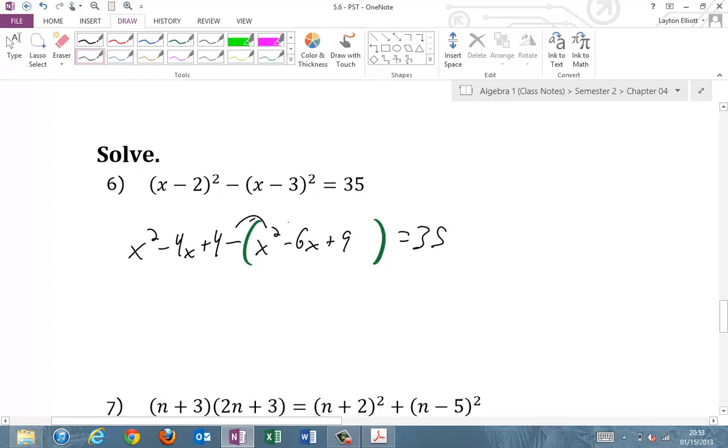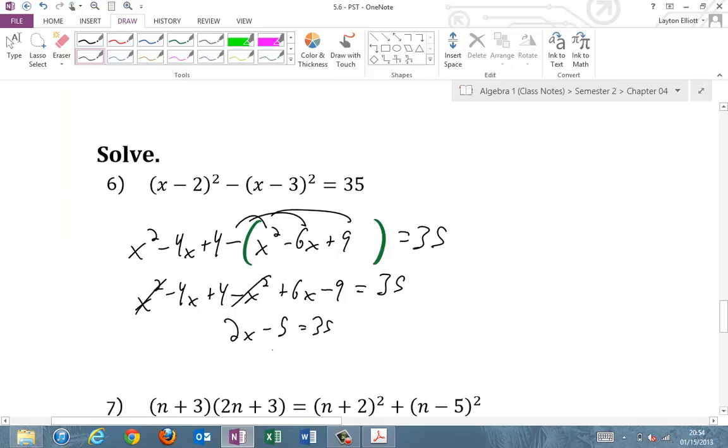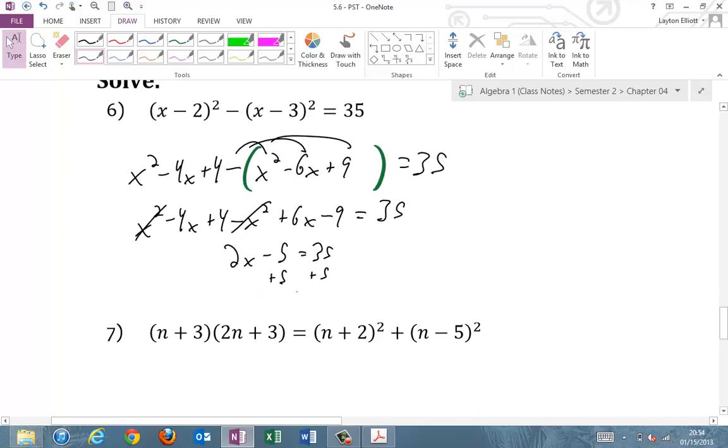Now we distribute the negative to each of the 3 terms. x squared minus 4x plus 4 minus x squared plus 6x minus 9 equals 35. Simplify the left. Your x squareds cancel like they always seem to, at least now. Don't worry, next chapter they won't. Negative 4x plus 6x is 2x. 4 minus 9 is negative 5, equals 35. Add 5 to both sides. 2x is equal to 40, and x is equal to 20. Set notation because we're now solving.